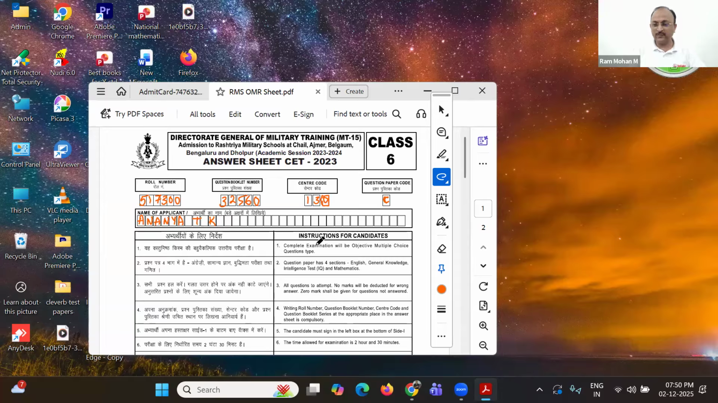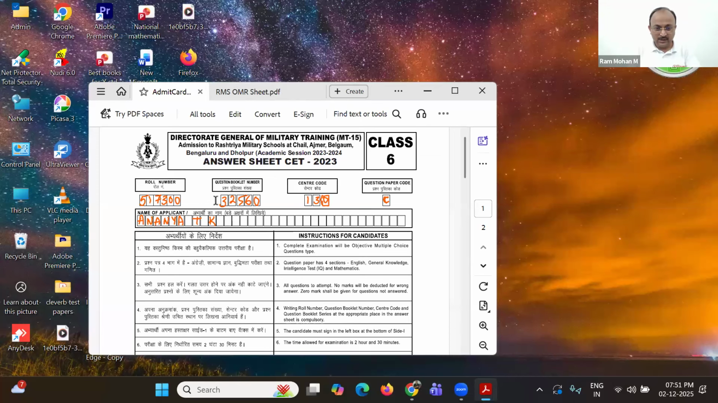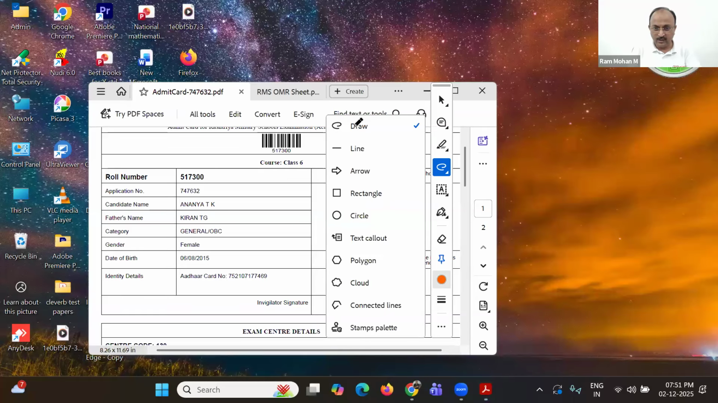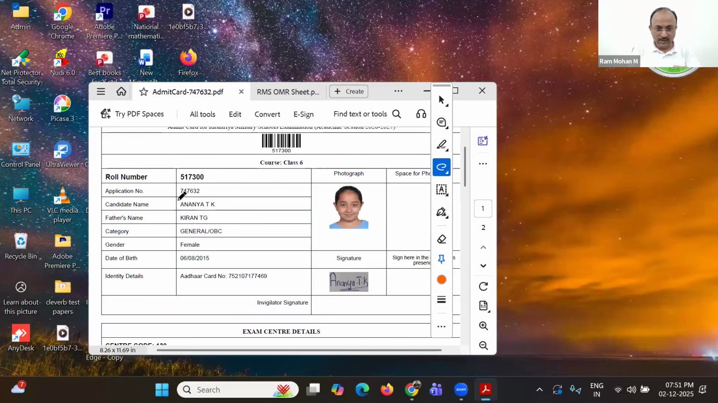Same thing if you take Dhriti's admit card, it is showing Dhriti Gadagi. So Dhriti will write her name, leave one space and she will write her surname. And Siddharth will write the name, leave one space and write Akili. Means name and surname, whatever exactly is there in the admit card, the same thing you have to write. You cannot write whatever you want. Okay? This one I'm seeing, same thing I'm writing here.